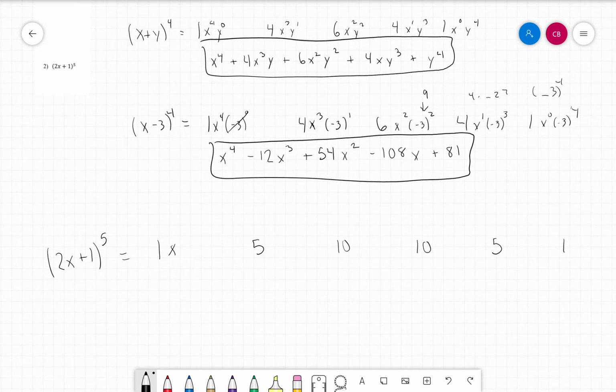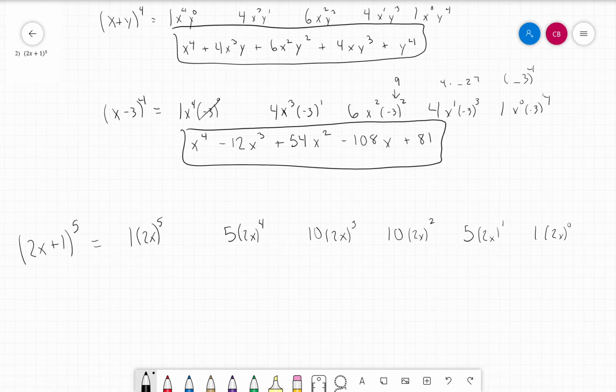So we have 2x. So this is going to be (2x) to the fifth. Notice I'm using parentheses. (2x) to the fourth. You should do that too. (2x) to the third. (2x) to the second. (2x) to the first. And (2x) to the 0. Okay. Then we're going to use the 1.